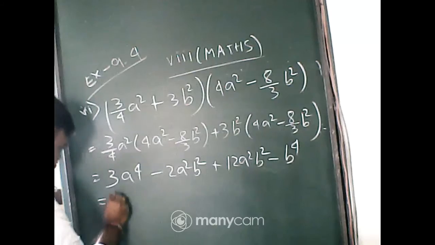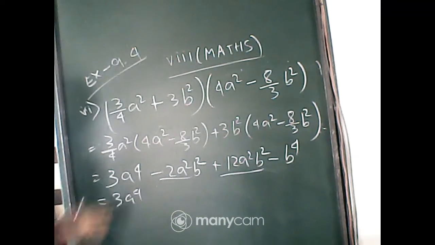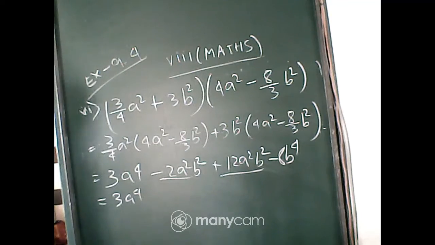So 3a to the power 4, these are the like terms or not? Tell me quickly. Yes, that is 8b to the power 4, not b to the power 4, 8b to the power 4, okay, yes, 8b to the power 4. So 3a to the power 4 minus 2a square b square plus 12a square b square, these are the like terms.